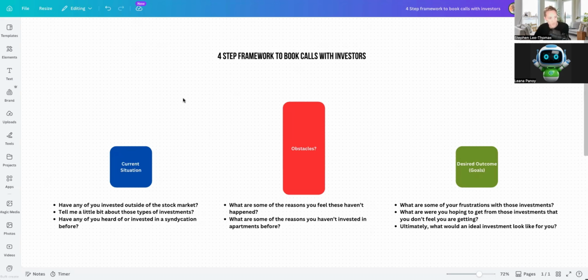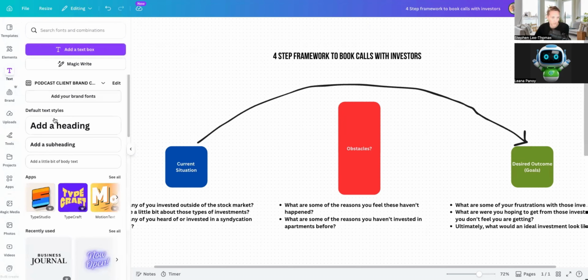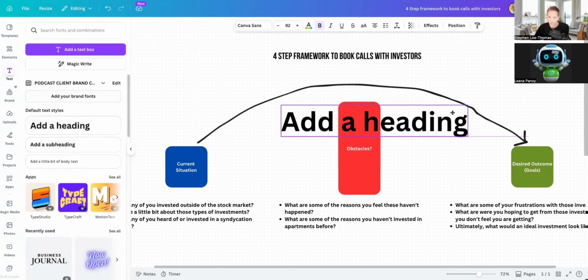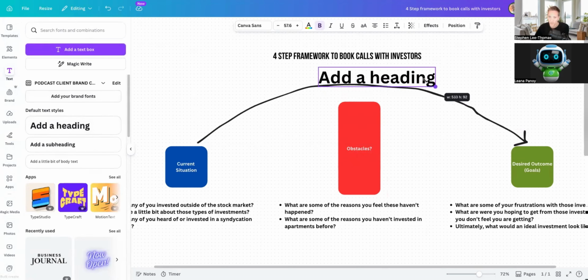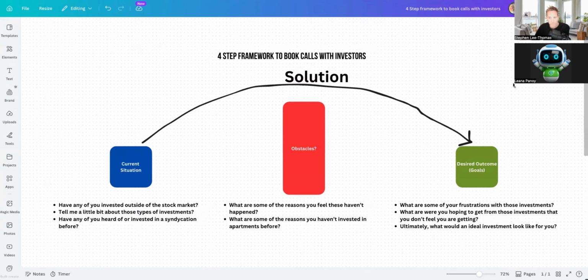So now this is the point where what we do is step 4, and we say, well, okay, now that I understand where you're at and where you're wanting to go and what your obstacles are, what if I could help you come up with a solution to that? Would you be interested in learning a little bit more? If I could help you get here and remove these obstacles, would you like to learn a little bit more?